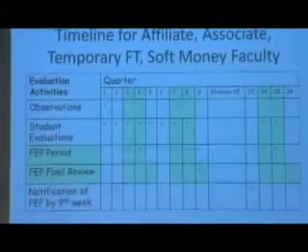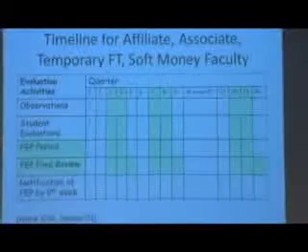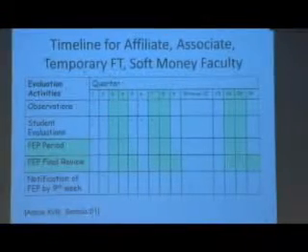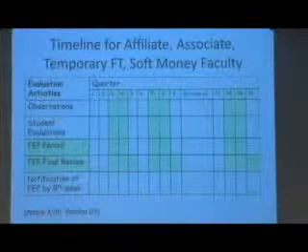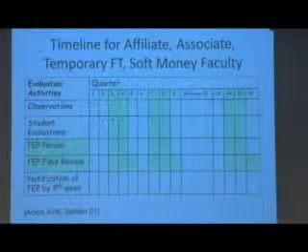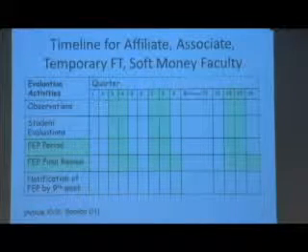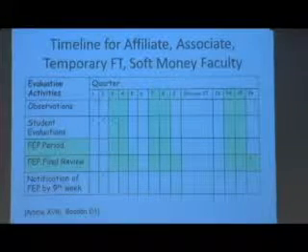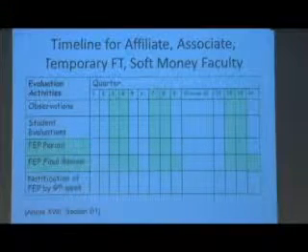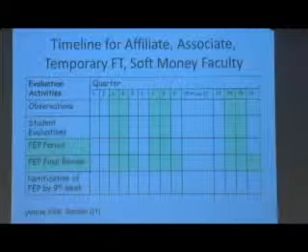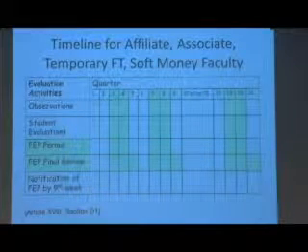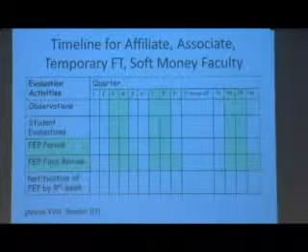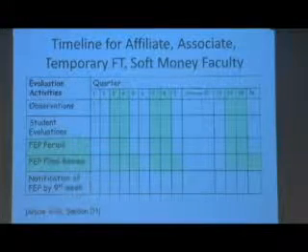And again, for the others, affiliate, associate, temporary, soft money faculty, we have the chart here that's been laid out. So I think it's fairly clear that you have those observations in the first, the third, and the fourth, as indicated, and then the 7th and 8th, and repeating again in the 24th and 25th. So any questions about those timelines?